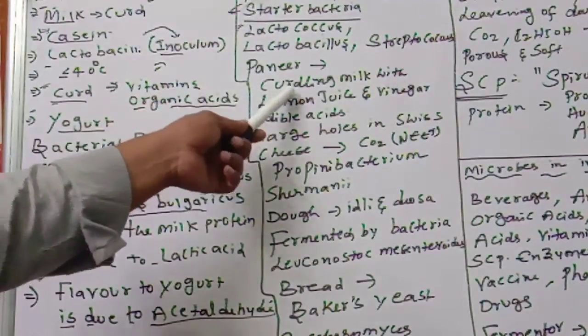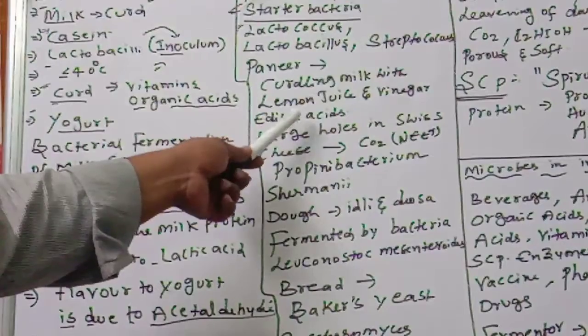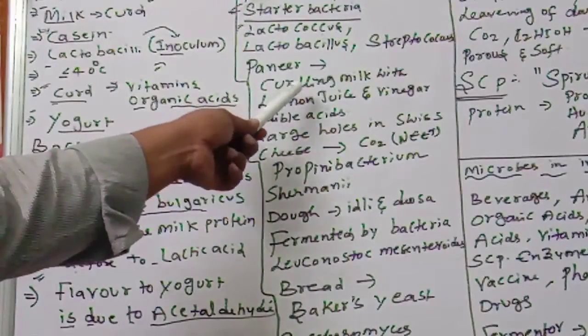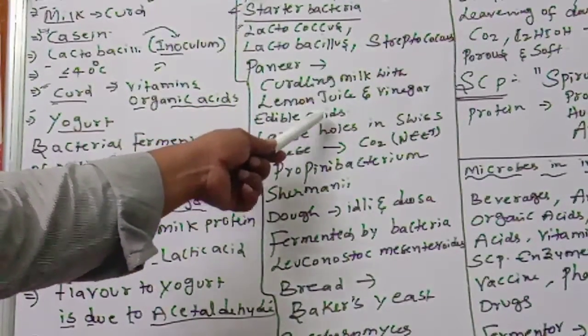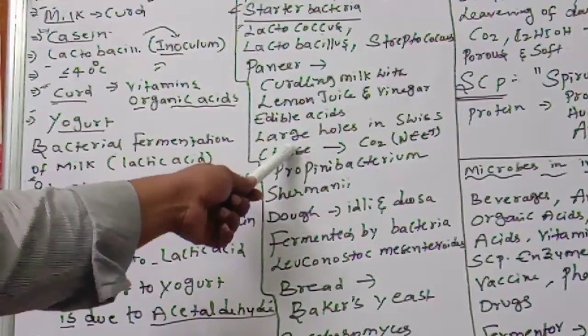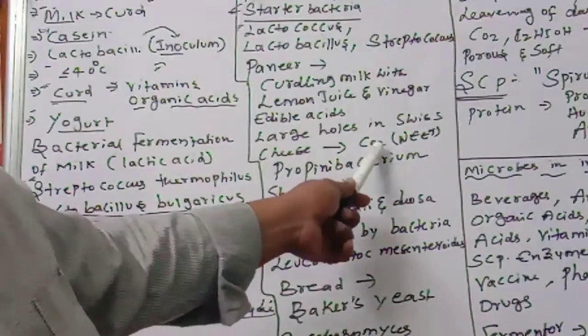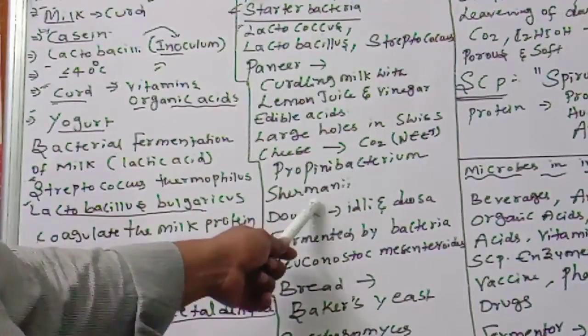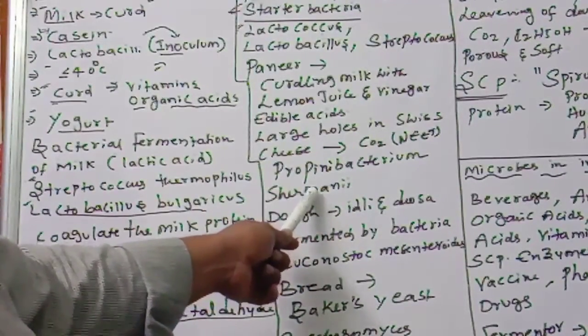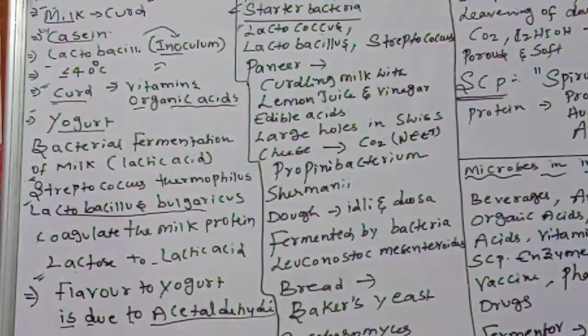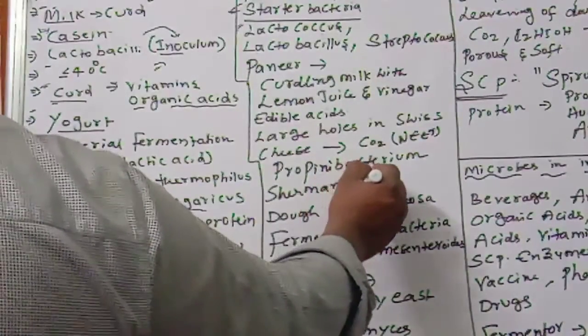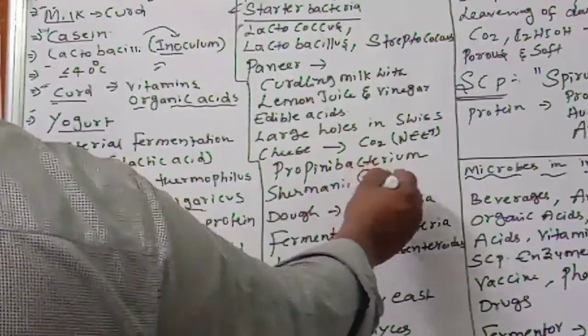Then paneer, curdling milk with lemon juice, vinegar. So what are we doing? Curdling milk with which one? Lemon juice and vinegar, edible acids. Now, large holes in Swiss cheese. There are large holes in Swiss cheese. Why will the large holes be there? Because of carbon dioxide. So Propionibacterium sharmanii we will use for making the cheese. Very important bit, and this is a neat bit, right? So Propionibacterium sharmanii we will use.